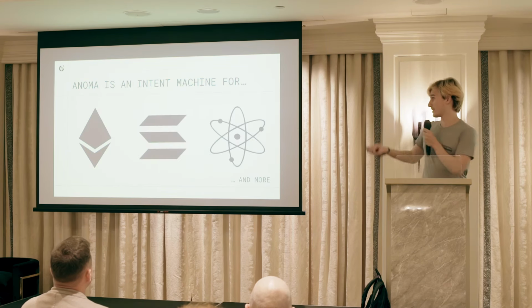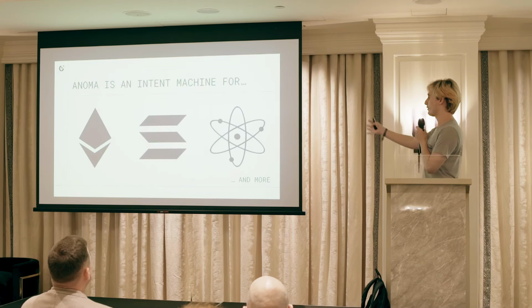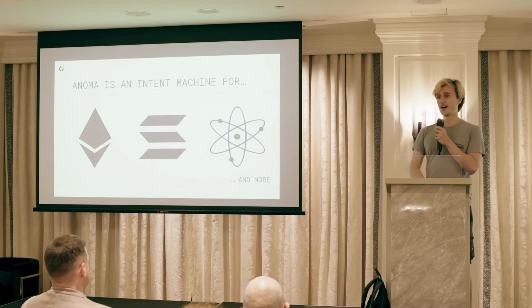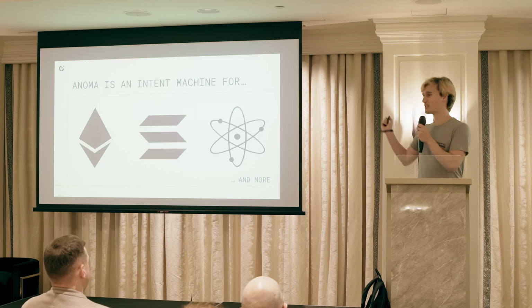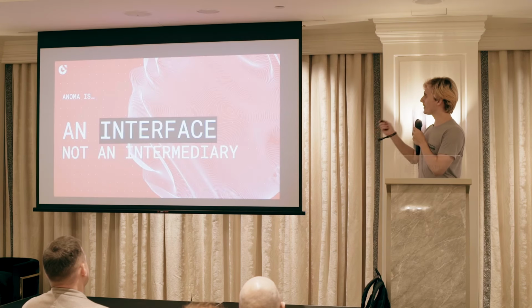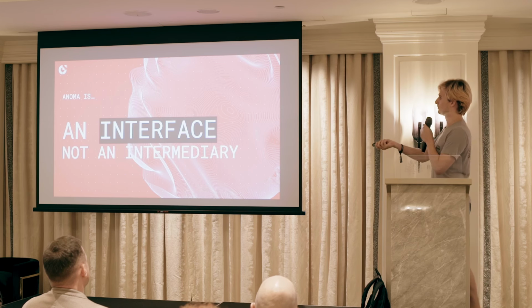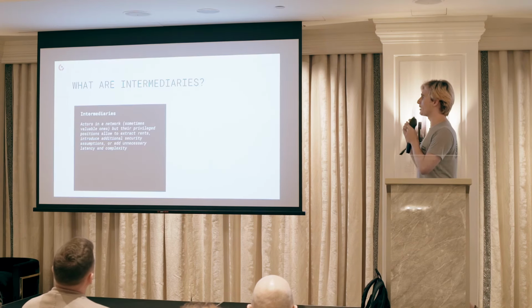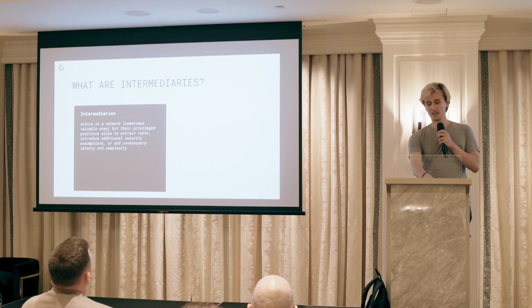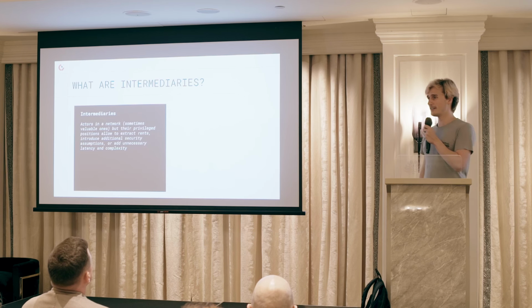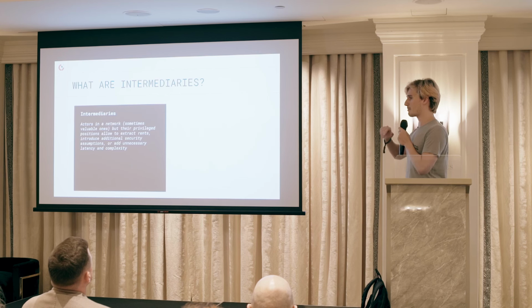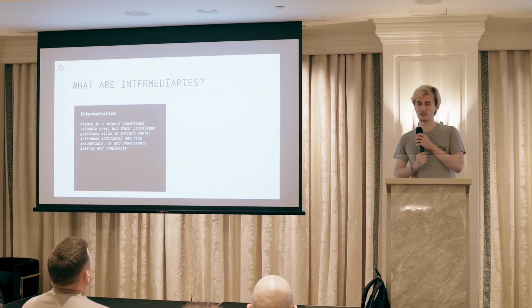Yes, so Anoma is also an intent machine for Solana, for Cosmos, for Polkadot, for your local government chain. I don't actually mind. And this comes to this important point. Anoma is an interface, it's not an intermediary. And I think we don't think about this enough in this space. I think we are very happy to accept intermediaries if these intermediaries give us some notional guarantees that we don't have to trust them.